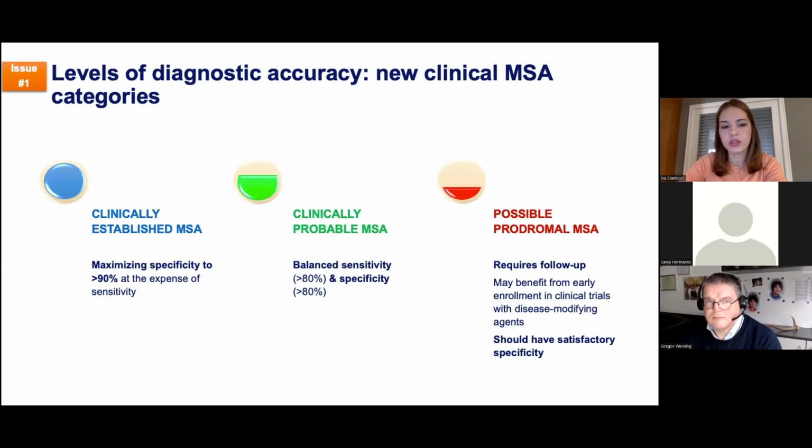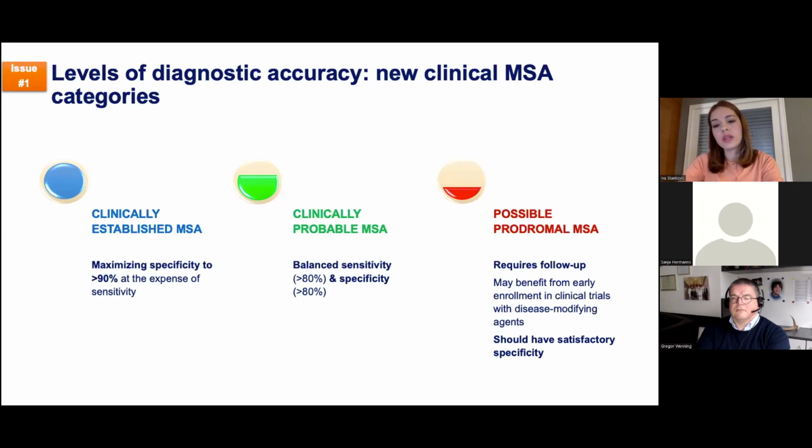So the Gilman criteria require post-mortem examination for the definite diagnosis, and this is obviously not possible while the patient is still alive, and therefore we identified the need of a category termed clinically established MSA, which would be a category with maximum specificity at the expense of sensitivity during lifetime. The second category would be clinically probable MSA with balanced sensitivity and specificity. And finally, we identified the need for a possible prodromal MSA category, which would require follow-up.